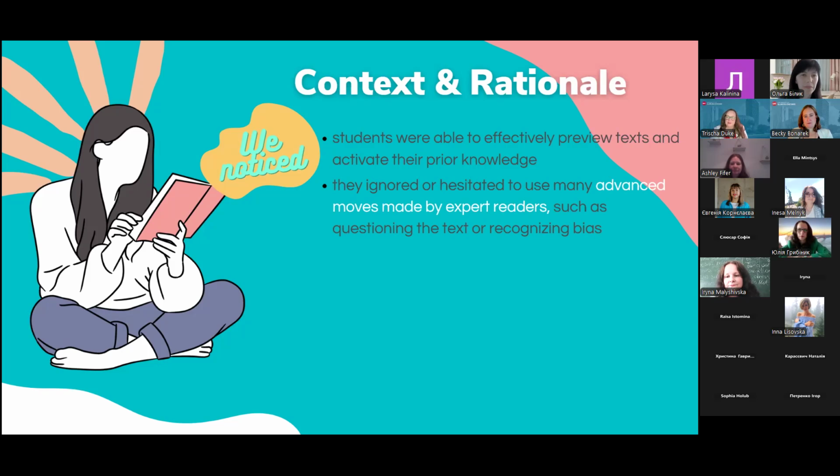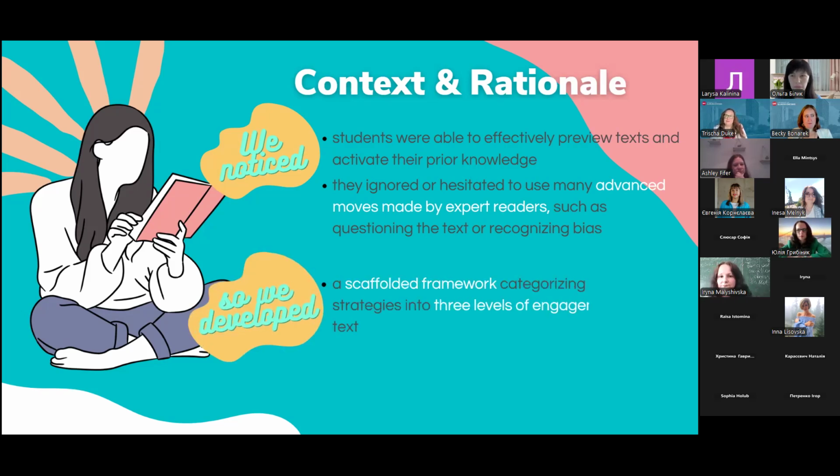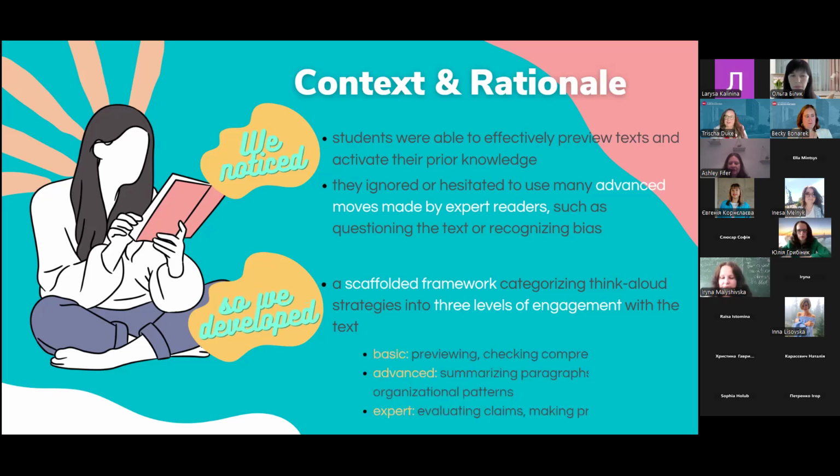In order to train our students to access a variety of metacognitive strategies when reading, we developed a scaffolded framework categorizing Think Aloud strategies into 3 levels of engagement with the text. These include basic strategies, such as previewing the text and checking for understanding, advanced strategies, such as summarizing paragraphs and noticing patterns of organization, and expert strategies, including evaluating an author's claims and making predictions while reading.